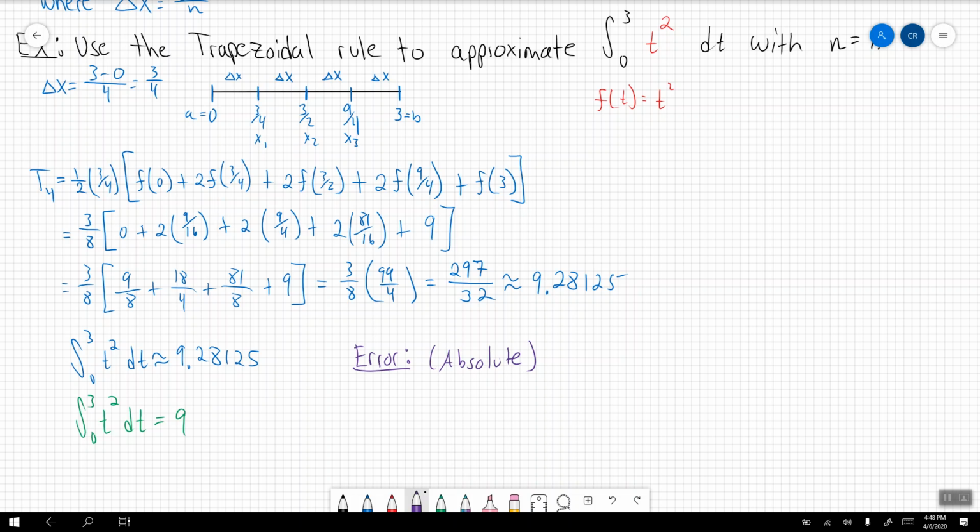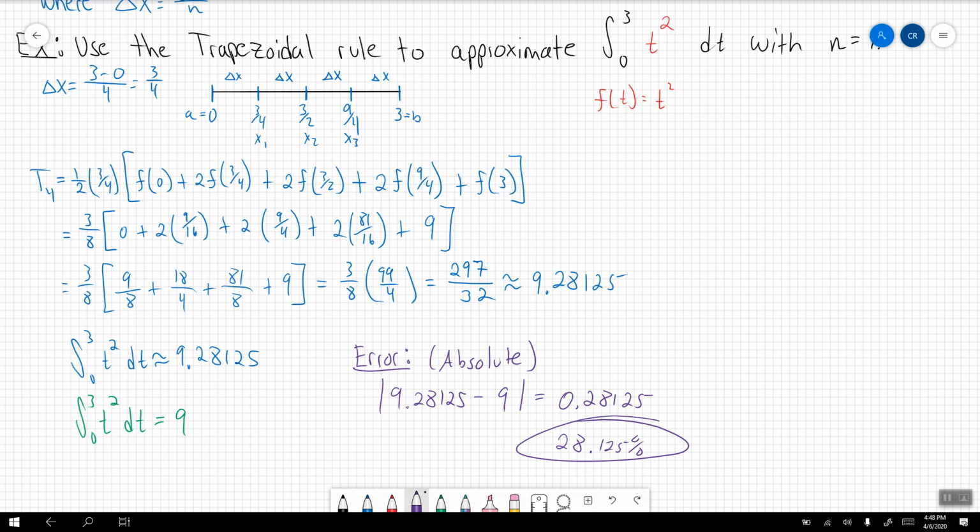So when I'm looking at this, I'm going to be looking at 9.28125 minus the actual value, which was 9. So when I do this, 9.28125 minus 9, it should just get me the decimal value here of 0.28125. And this is my error. Now, what does the error then transcribe into? Well, if we look at it as a percentage, that's my error for this approximation.